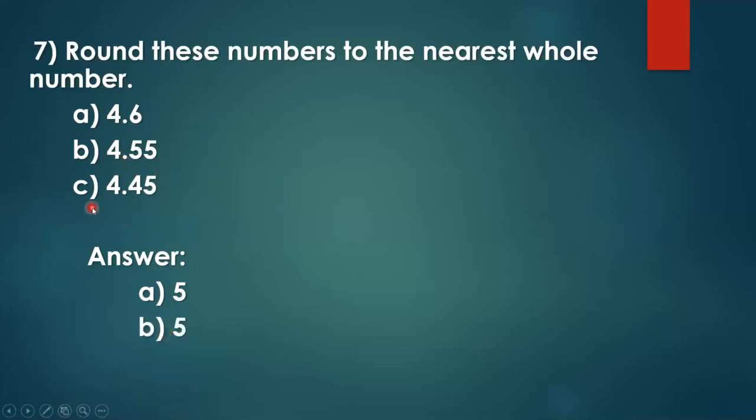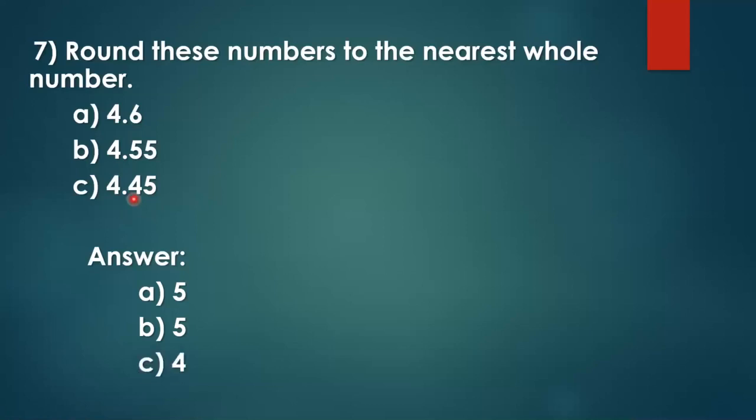Now look at the C part. It is 4.45. After the decimal point, you can see the very next number is 4, which is less than 5. Always concentrate on the number that comes after the decimal notation. So here it is 4. Even though the next number is 5, we will be concentrating on the number that comes right after the decimal notation. So here it is 4, which is less than 5. So we will be rounding this 4.45 to that particular number itself. So the answer will be 4.